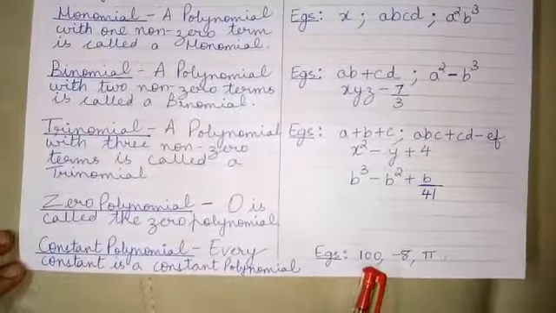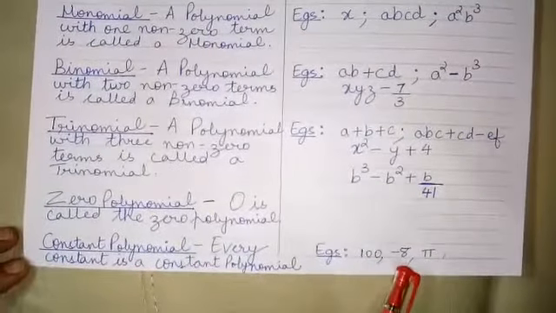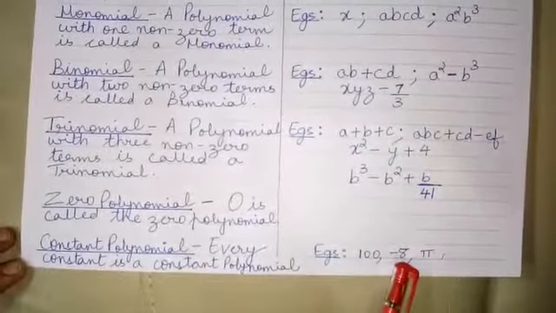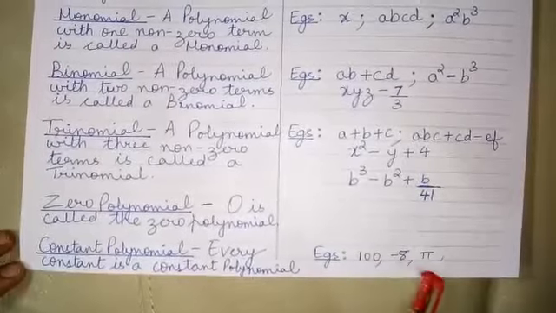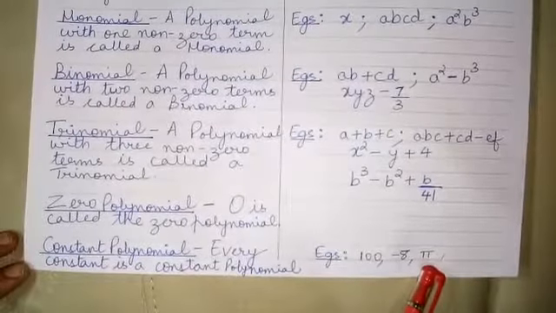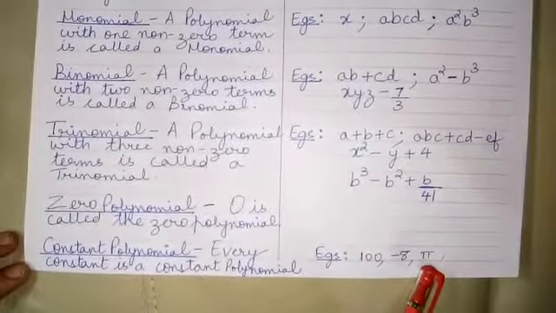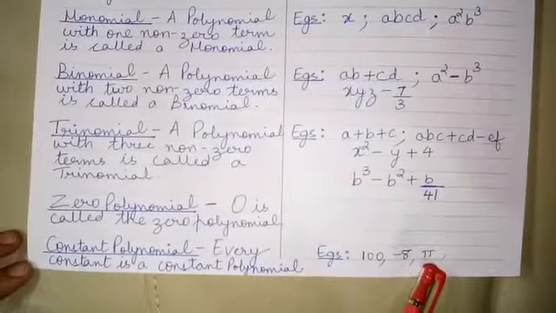So see the examples here. 100, minus 8. These are constants and they are called constant polynomials. Pi is also a constant polynomial because pi takes the value 22/7. Hence pi is a constant polynomial.